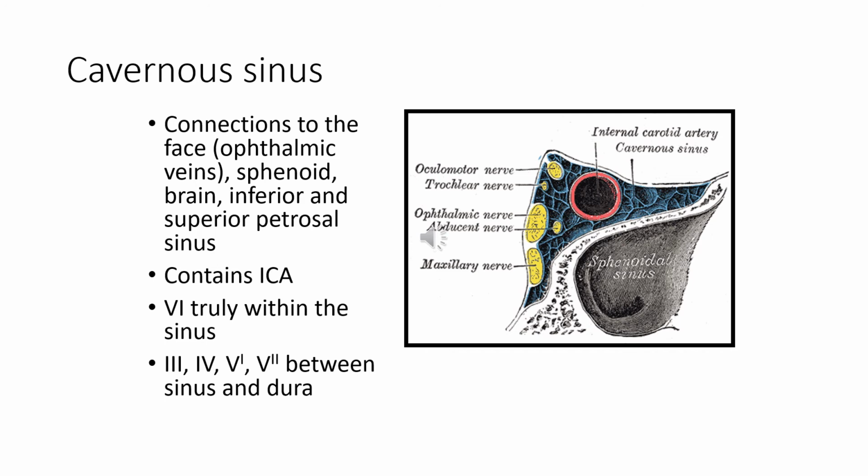The abducent nerve, the sixth cranial nerve, is truly within the sinus, and the other four nerves seen in this region, the oculomotor, trochlear, and the ophthalmic and maxillary divisions of the fifth nerve, are placed between the sinus and the dura itself.